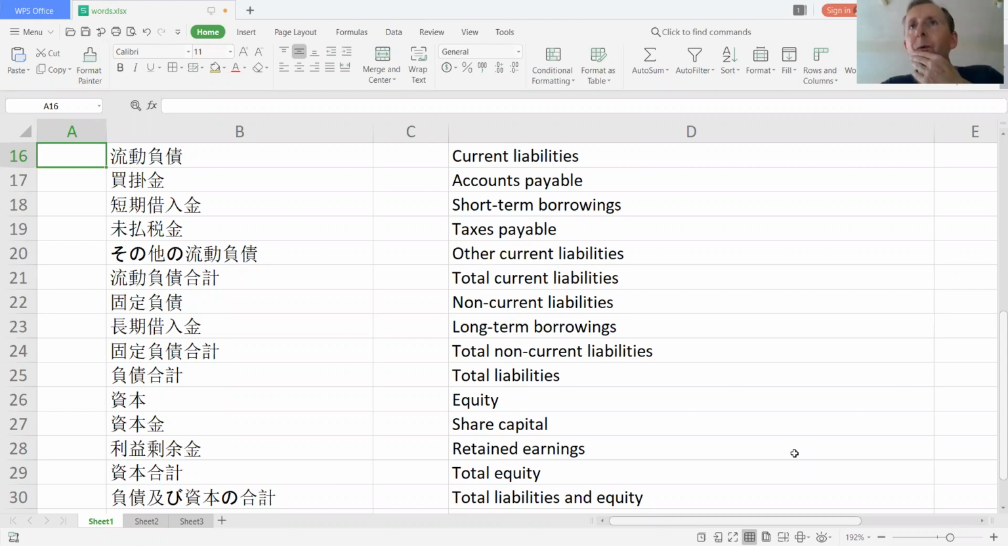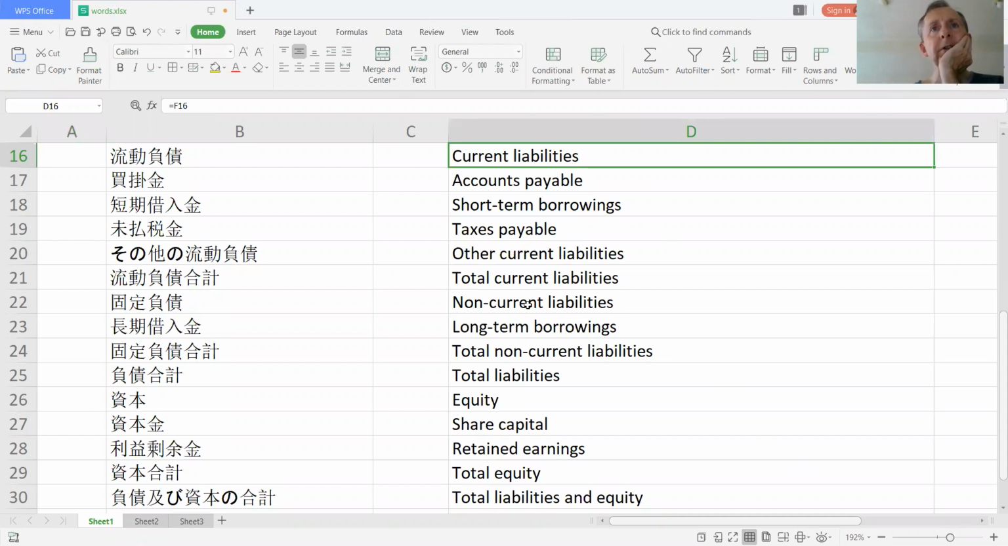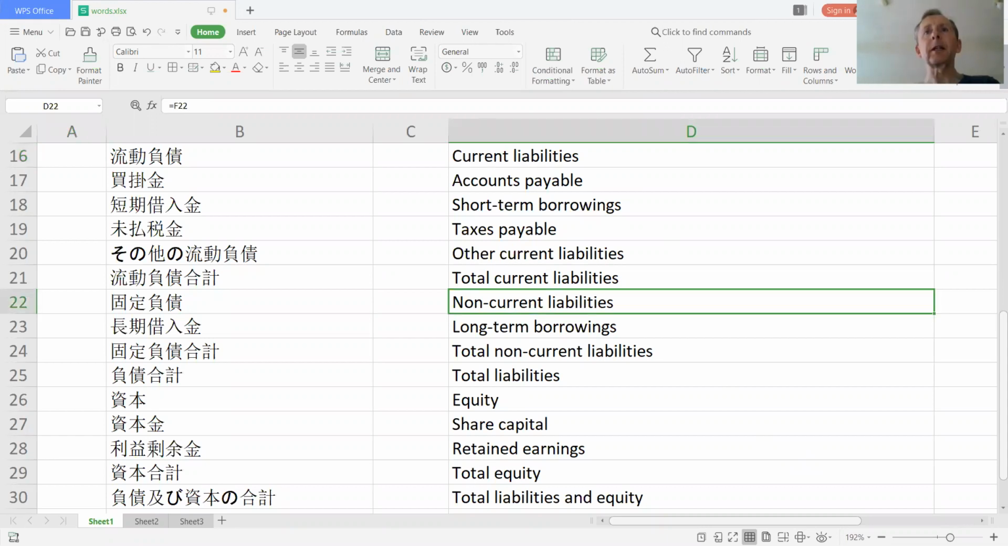Once more, we divide it into two parts. We have current liabilities and non-current liabilities. Again, if somebody said, what's the definition of those? Well, we could say current liabilities are those liabilities which will be settled within 1 year, where settlement usually means payment. And non-current liabilities are anything which does not satisfy the definition of current.